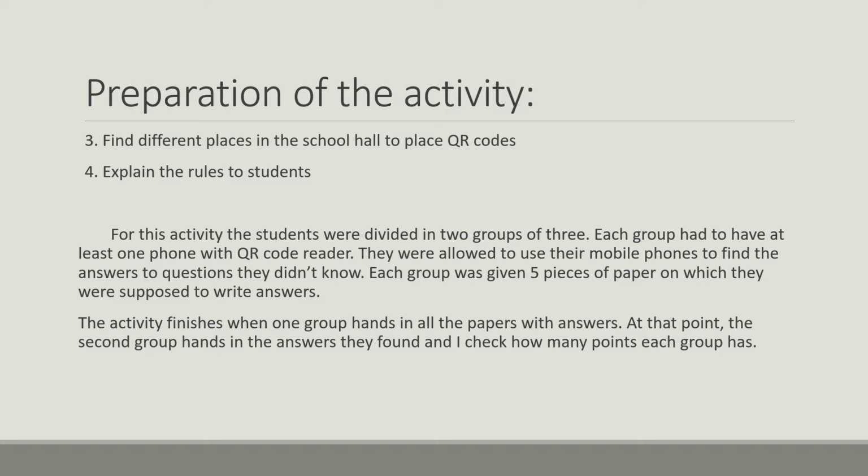After that, I explained the rules to students in the class. They were divided in 2 groups of 3. There were 6 students, so it was really easy to do. And each group had to have at least one phone with a QR code reader. They were allowed to use their mobile phones to find the answers to questions they didn't know.